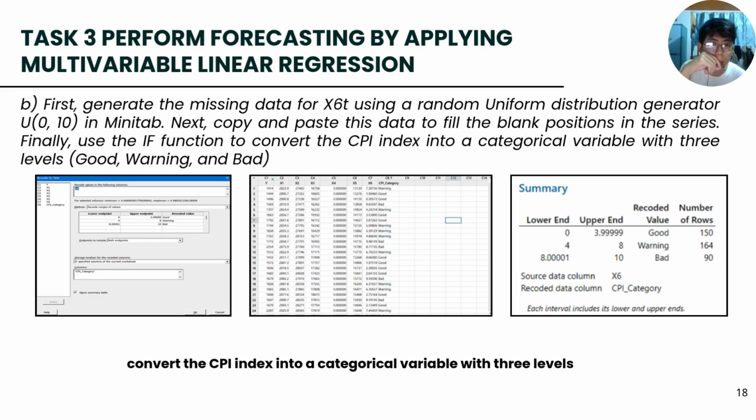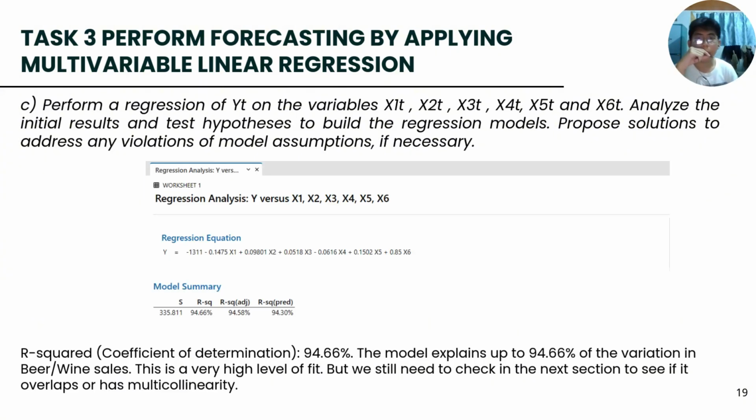60 values of bad. Next, we perform a multiple regression with Y versus X1 to X6, and from the figure we obtain a very high R-squared of 94.66%. It is a very good R-squared level, but we still need to check if there is overlap or multicollinearity in the next sections.